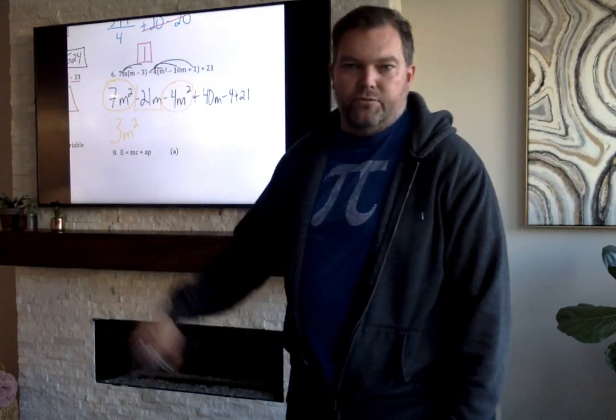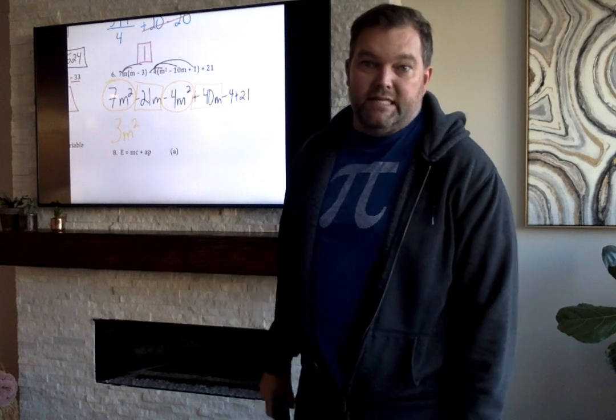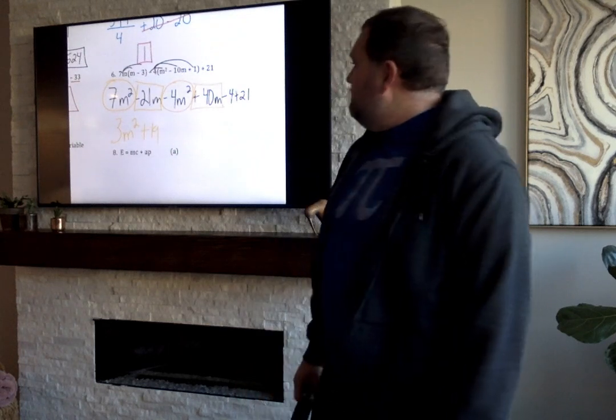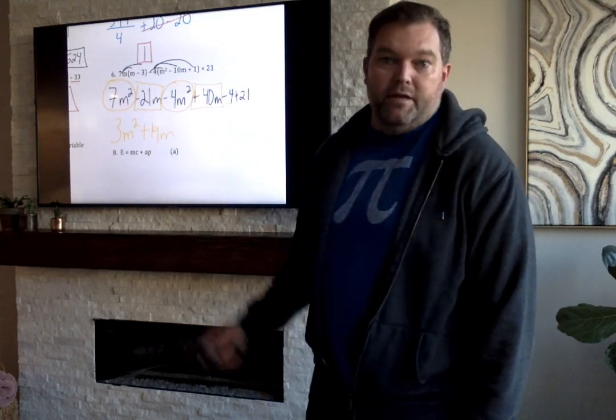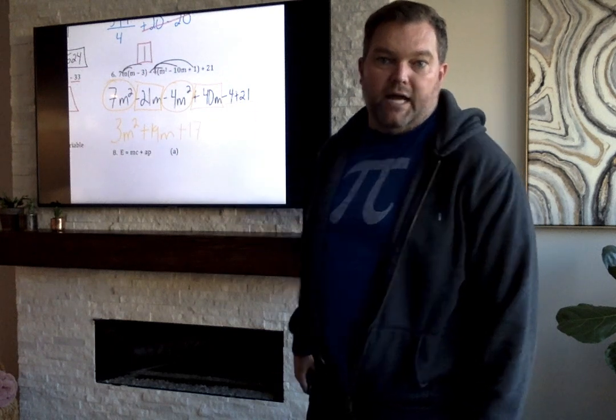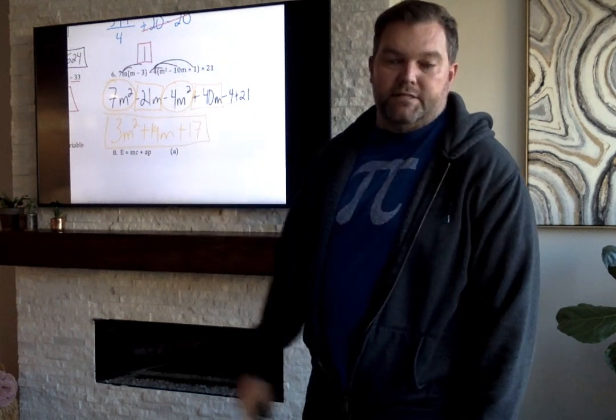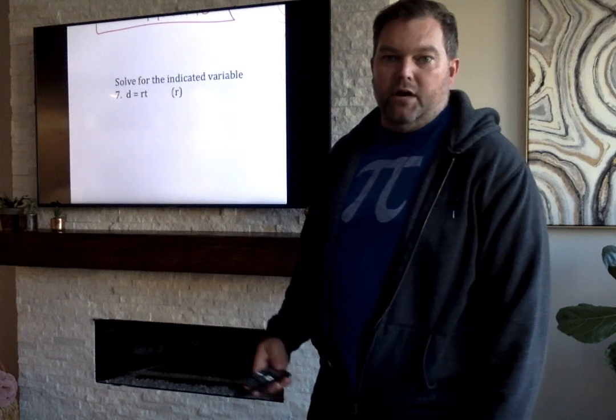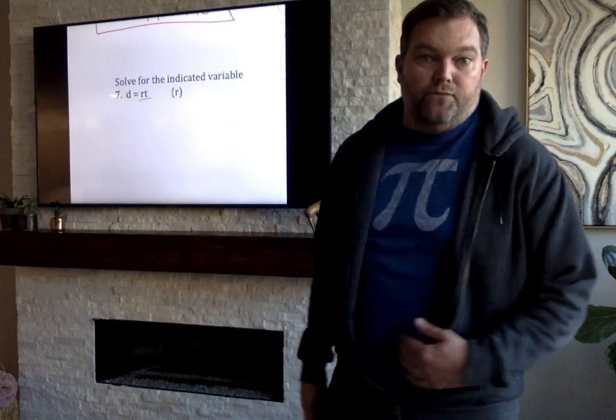Okay, so I circled the m squareds. Ooh, that's kind of hard to see. 3m squared there. Boxed in the m's, and I got positive 19m. And then at the end, just those constant parts are going to be plus 17. All right, now rearranging formulas.